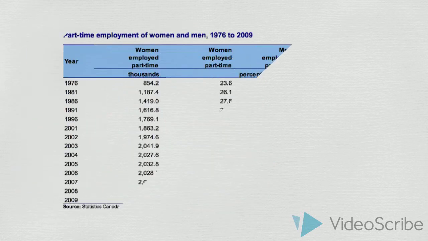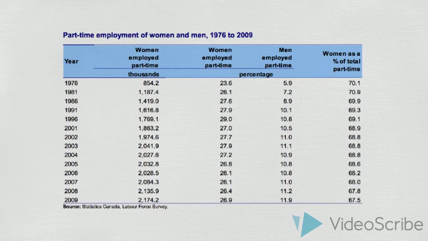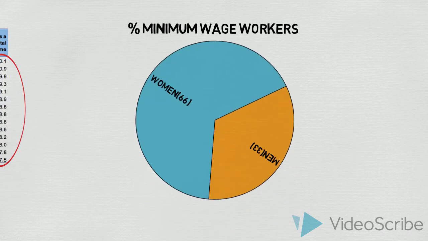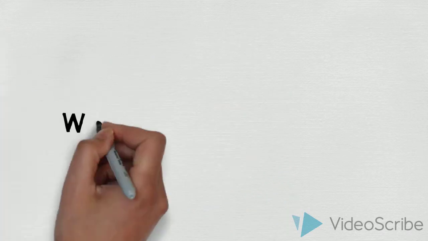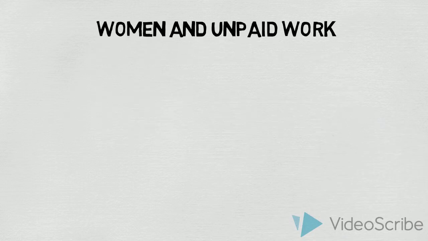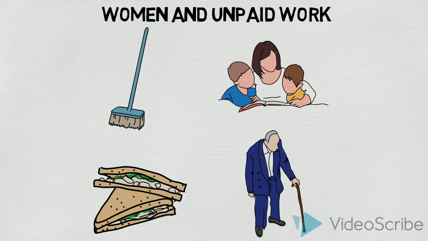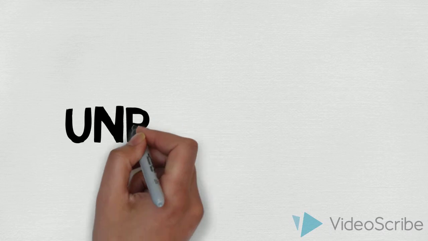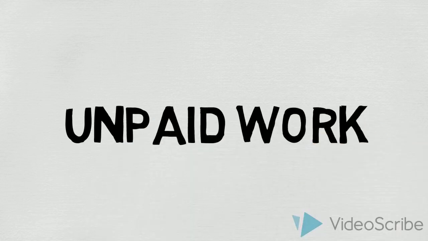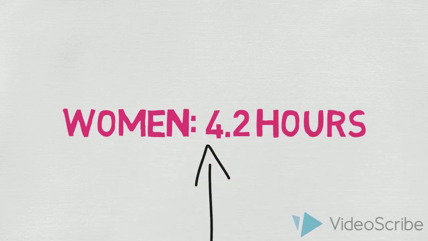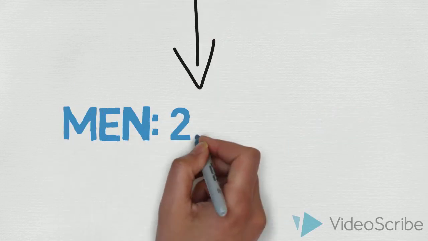As you can see in this chart, of those employed in part-time work, about 70% are female. Also, 66% of minimum wage earners are also female. Many women need to spend more of their time doing unpaid work, such as housework, childcare, meal preparation, elder care, leaving them less time for paid work. Each day, men and women work about the same number of hours, but women do more unpaid work. For example, women do about 4.2 hours of unpaid work a day, while men do about 2.2 hours.